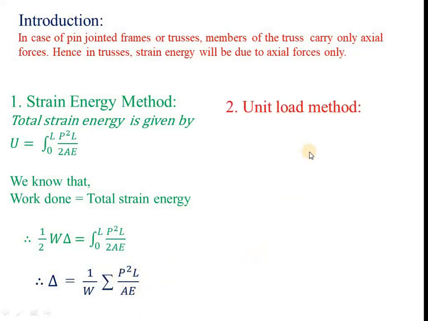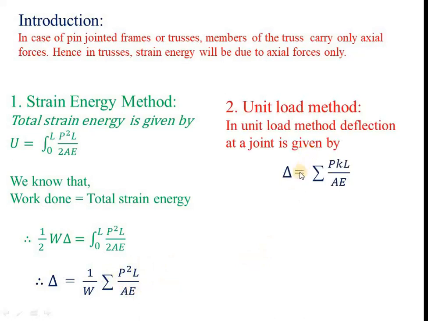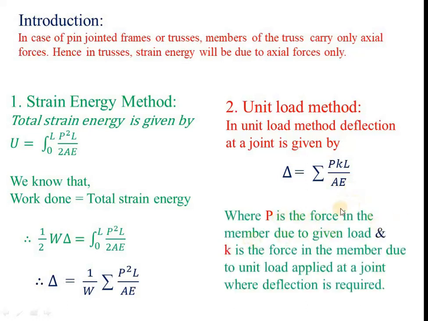Now in the unit load method, delta is calculated as summation of PKL by AE, where P is the axial force in the members due to given loading, and K is the axial force in the members due to unit load. Of course, L is the length of the member, A is the cross-sectional area, and E is the Young's modulus. P is the force in the member due to given loading, and K is the force in the member due to unit load applied at the joint where deflection is required.